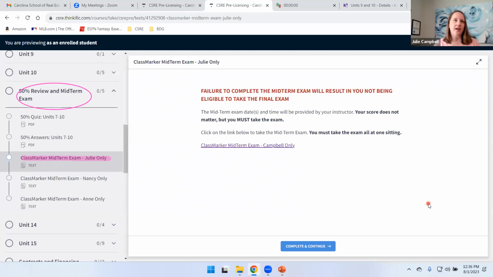Units 2 through 10 and 20. Remember, 20 is our environmental unit, super scary unit. So 2 through 10 and 20. What do you think the big concentration of the midterm is? Units 7, 8, 9, and 10, with questions from other units as well.